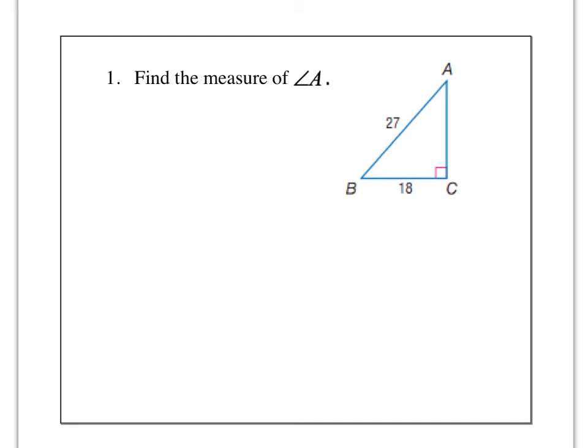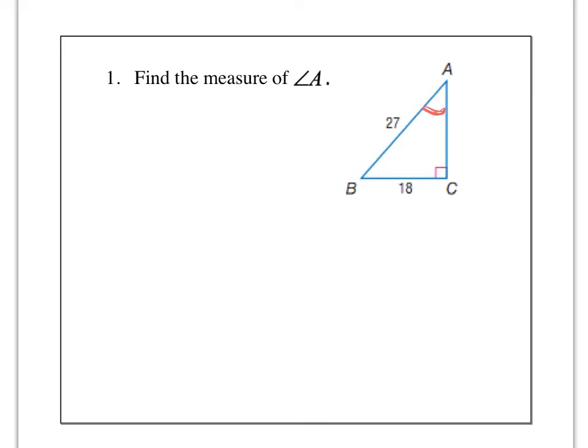Let's try number 1. Find the measure of angle A. So think about it. Up until now, you have not had a way to find that angle measure. We have never learned a method that would allow us to do that. But trigonometry will allow us to find the measure of angle A. So you start the same way. You start at the angle you're working with, and in this case, we're starting with angle A.